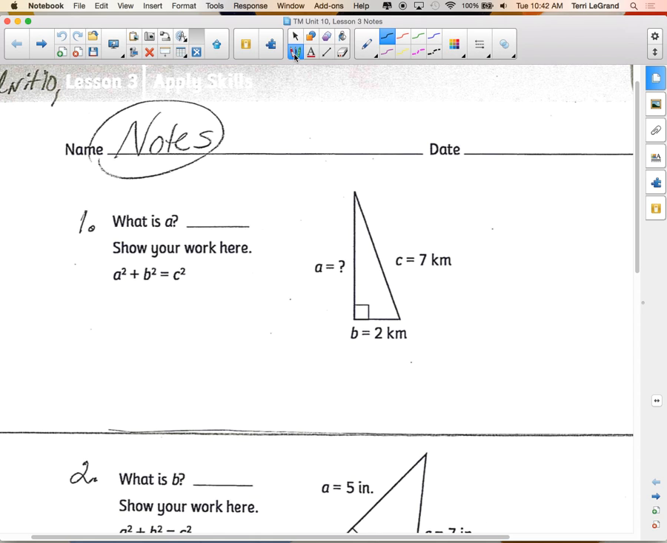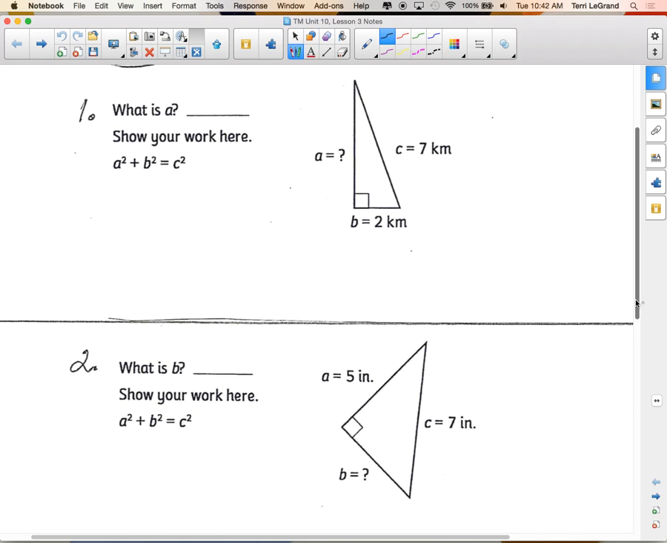So today we're going to work with the Pythagorean theorem again, but we're not only going to be looking for C. Today, whichever side they don't give us, we have to find it, okay? So in this first one, we have to find A. It says, show your work here. They've written the Pythagorean theorem for us. Let's underline which ones we know from the drawing. So we know that B equals 2 kilometers, and we know that C equals 7 kilometers. A is our question mark. So we're going to substitute into our Pythagorean theorem.